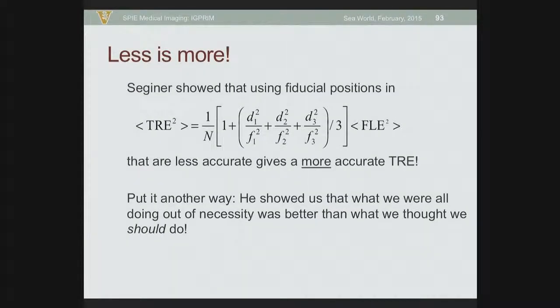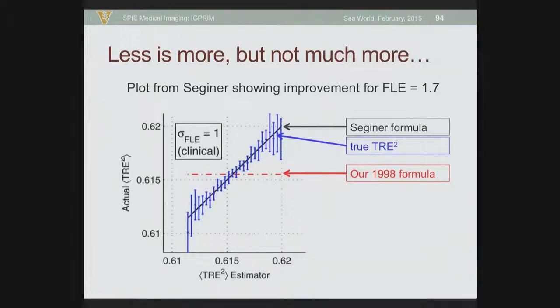He showed us that less accurate gives you more accurate, is what he said. Less accurate input gives you more accurate output. I think that's an amazing thing. But put it another way, he showed us that what we were already doing is what we should do, because everybody was doing that anyway. All you could do was take the average of those two because you didn't know the truth. But still, I think it's worth noting. Less is more, but not much more.